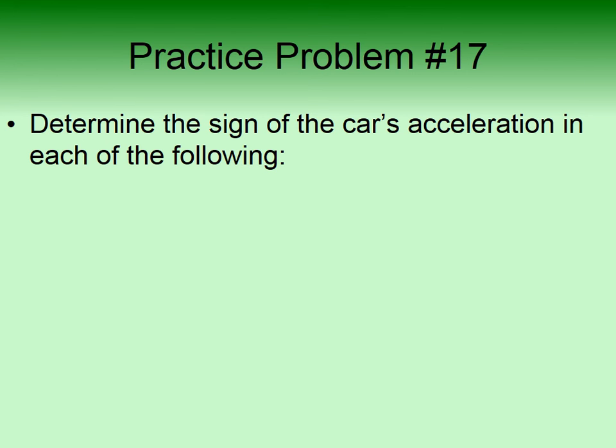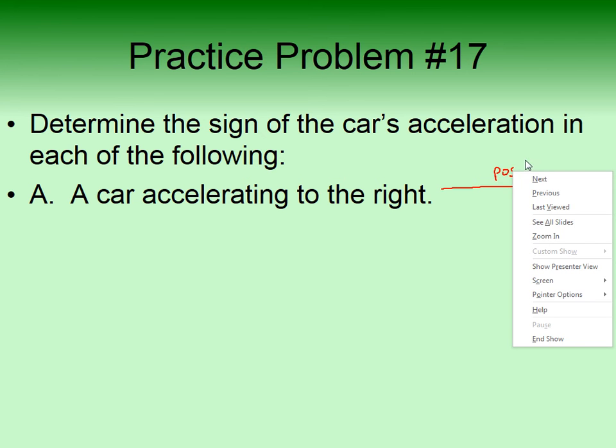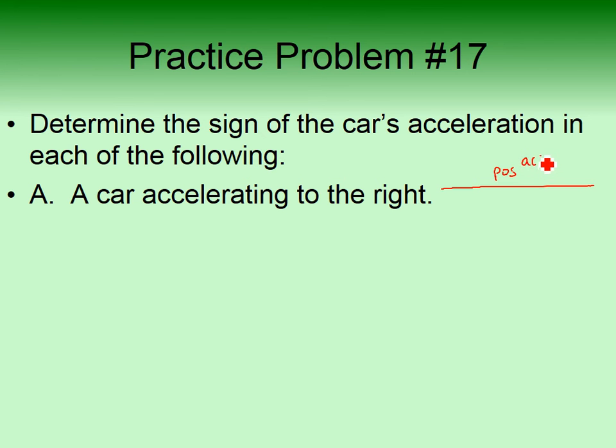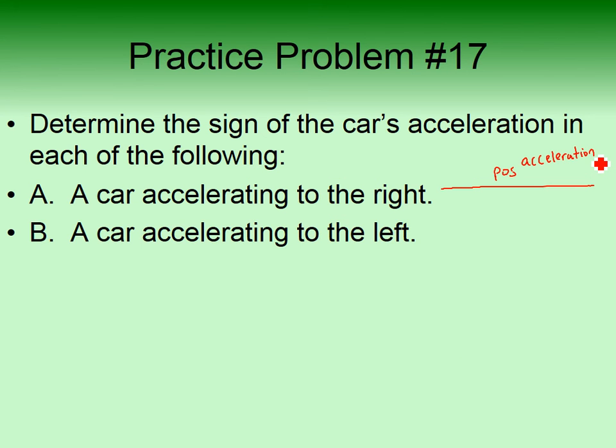Okay, practice problem number 17. Determine the sign of the car's acceleration in each of the following. Part A, a car accelerating to the right. Let me see if I can show you that on the board. So we're going slow and then it speeds up to the right. Well, this is going to be positive acceleration, because we're going to the right and speeding up. That's positive acceleration.